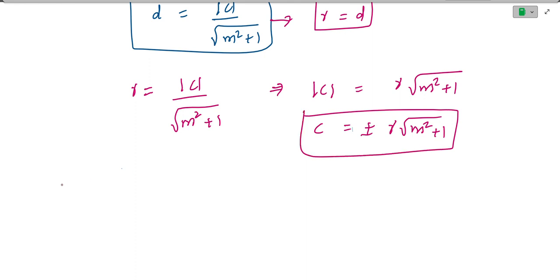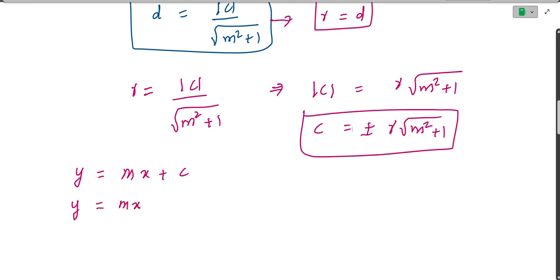So I have assumed that the equation of the tangent is y is equal to mx plus c. Instead of c here, I can write the c value as plus or minus r times under root of m square plus 1. So mx, instead of c here, I'm writing plus or minus of r times under root of m square plus 1. And this is the equation of the tangent.